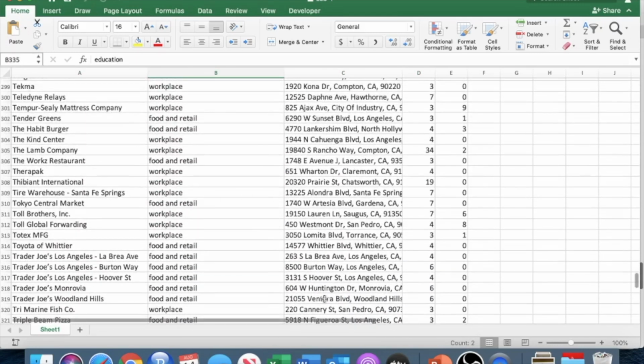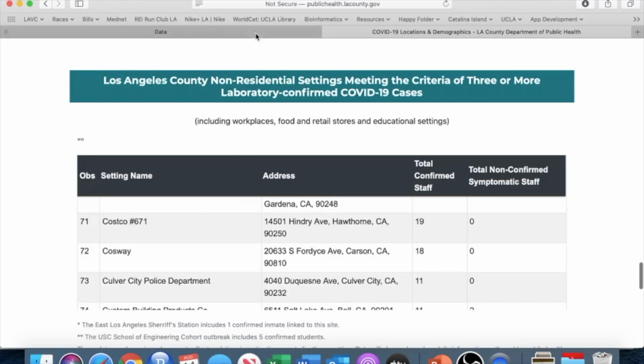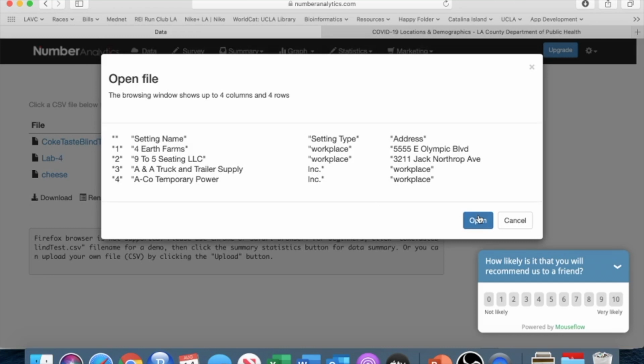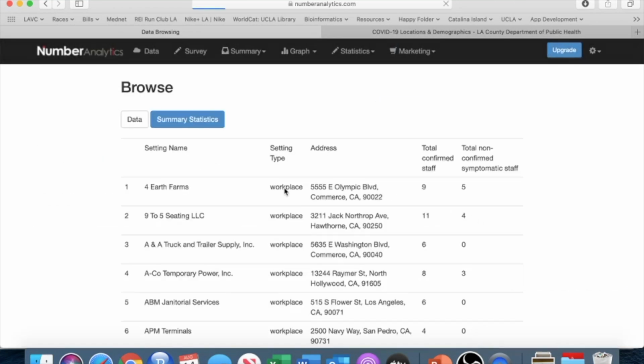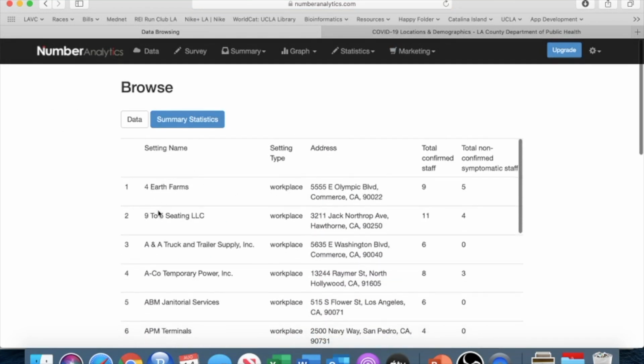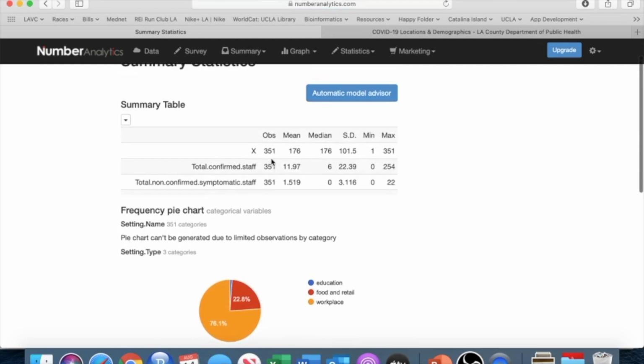Okay, so then I am using Number Analytics for this data. I uploaded my data, right? You just press upload. I already uploaded it, so I'm going to press on this and then press open for lab 4. And so here's my data. I just like to make sure that it looks okay. So here's my setting name, setting type, which I created as a variable for you guys, address, total confirmed staff, and total non-confirmed symptomatic staff.